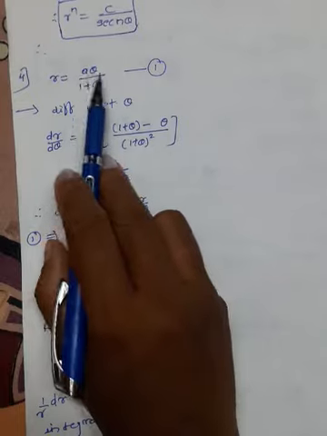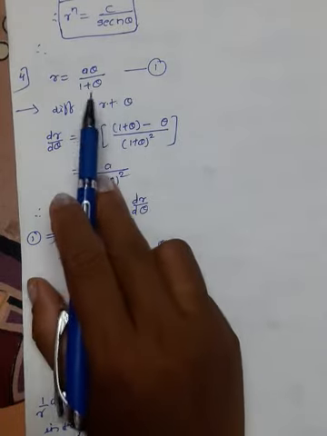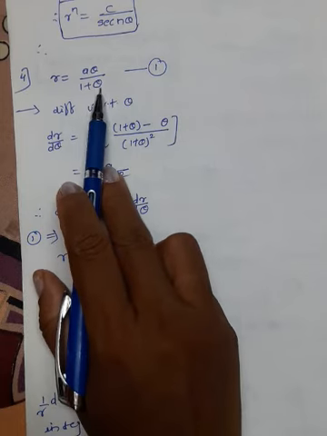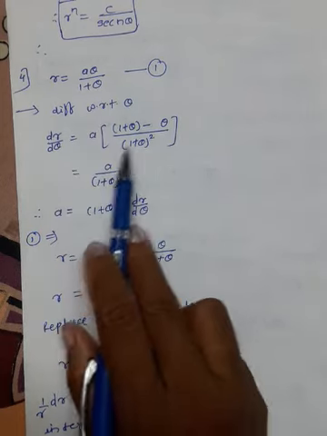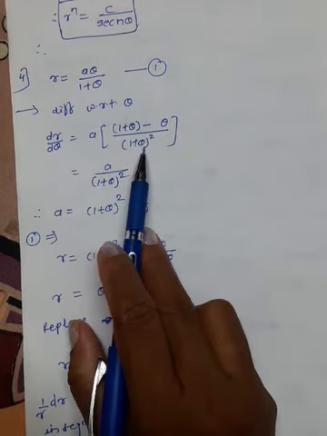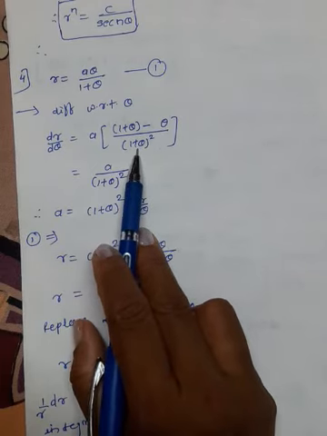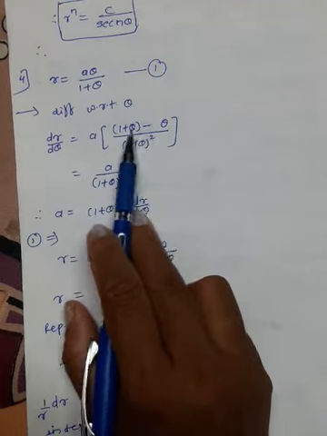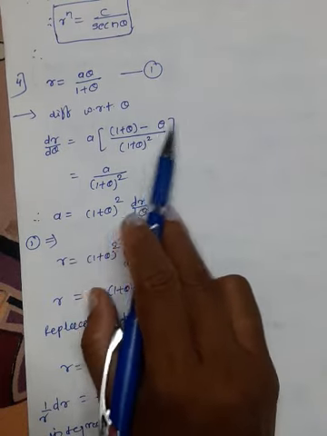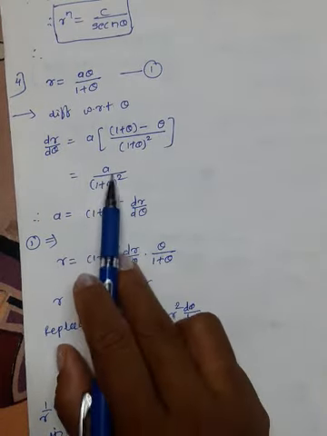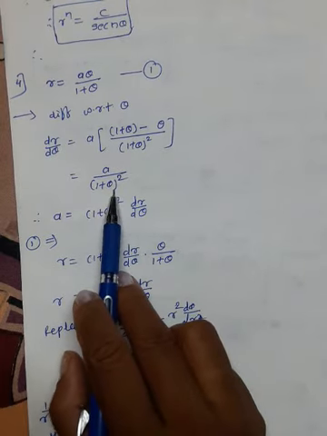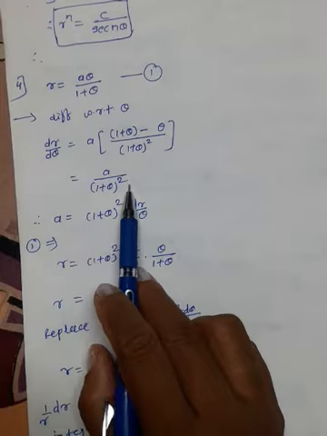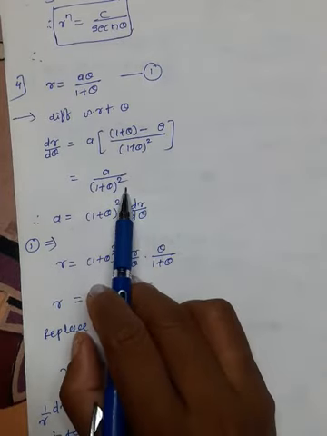u into the derivative of v, that is 1, minus theta into the derivative of v, that is 1. Again, the derivative of 1 is 0, and the derivative of theta is 1. Divided by v square, which is (1 plus theta) whole square. Now solving the numerator, theta minus theta gets cancelled, and we get a upon (1 plus theta) whole square. Therefore, the first step is completed, that is differentiating the given equation.